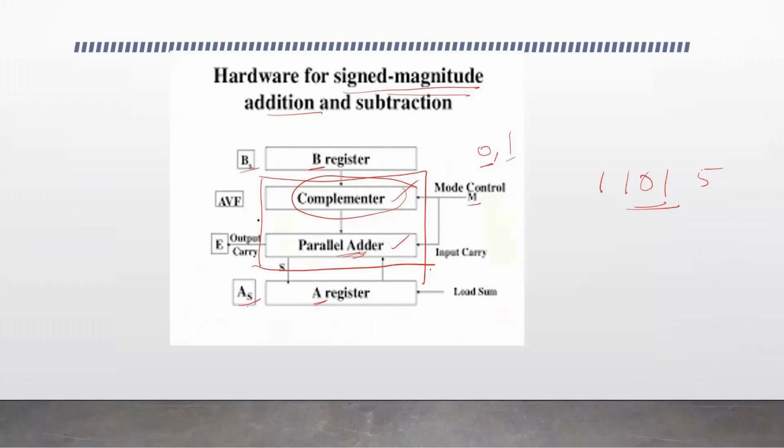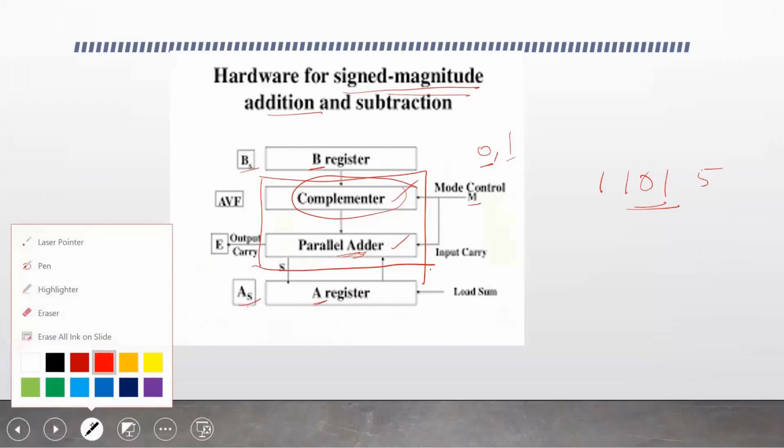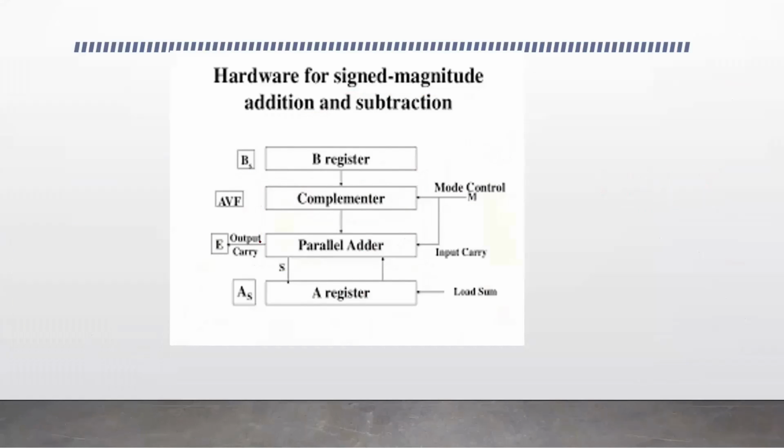The other components of this circuit are as follows. Once the parallel adder adds A and B, the result is stored and it loads the sum in register A. We don't have a third register here; the sum is stored in the A register. And we have two other bits. One is E, and the other is AVF, the add overflow flip-flop.